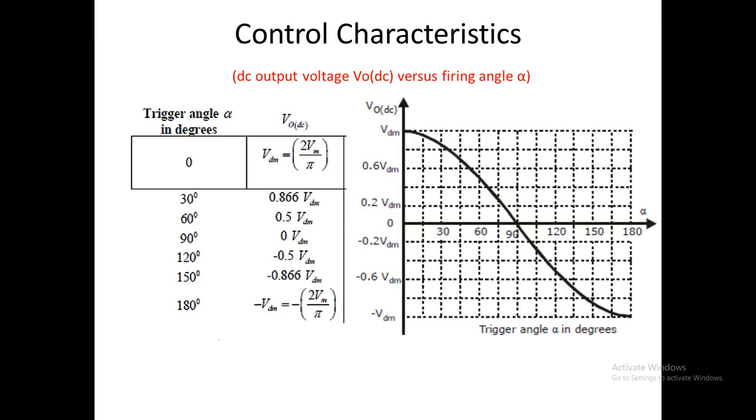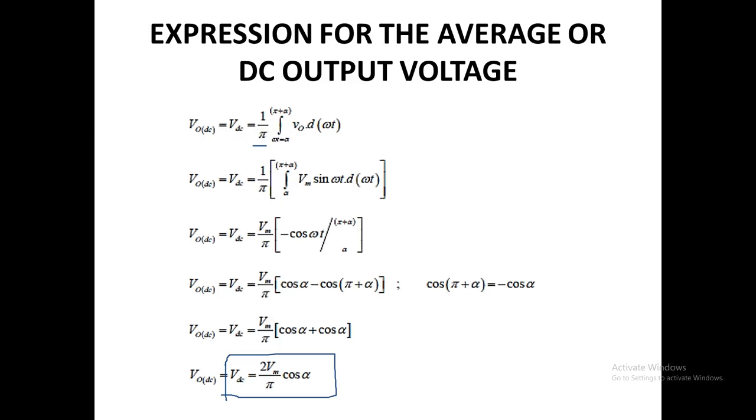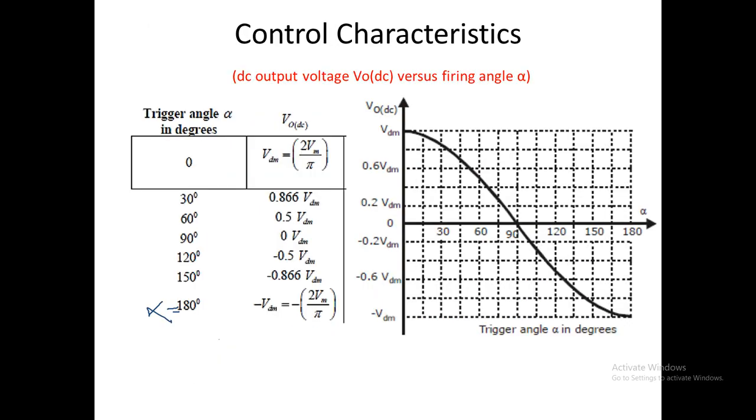So for alpha equal to 0 degrees, we will get the maximum value of DC average output voltage, 2Vm by pi. And for the maximum value of firing angle, that is when alpha is equal to 180 degrees, we will get minus 2Vm by pi. That is, minus cos 180 degrees will be minus 1, that is minus 2Vm by pi. So for alpha equal to 180 degrees, the maximum negative value is minus 2Vm by pi.